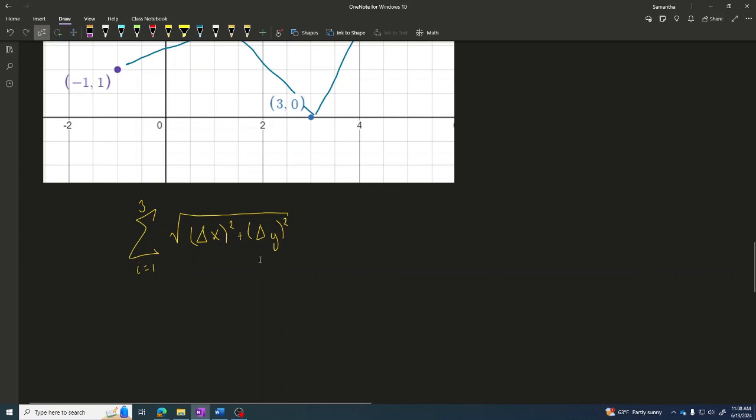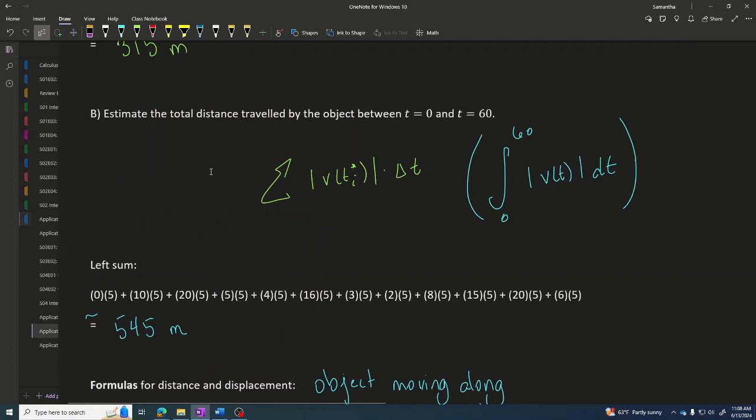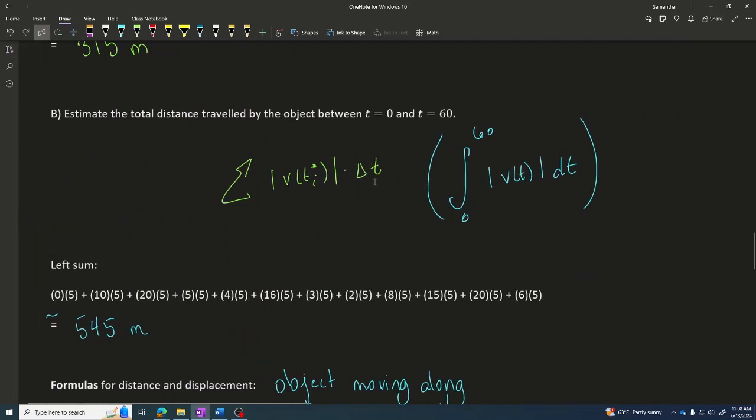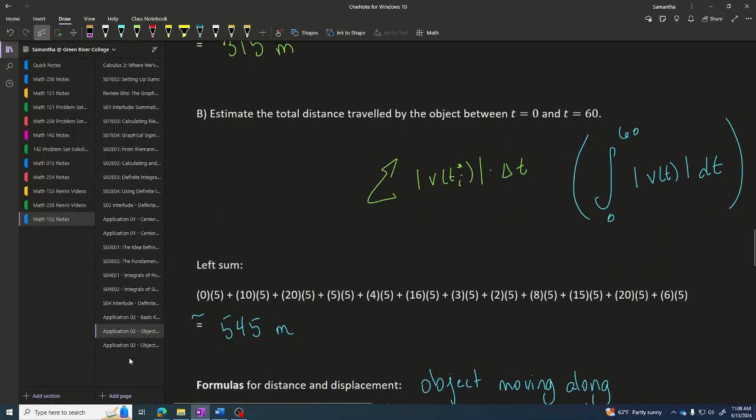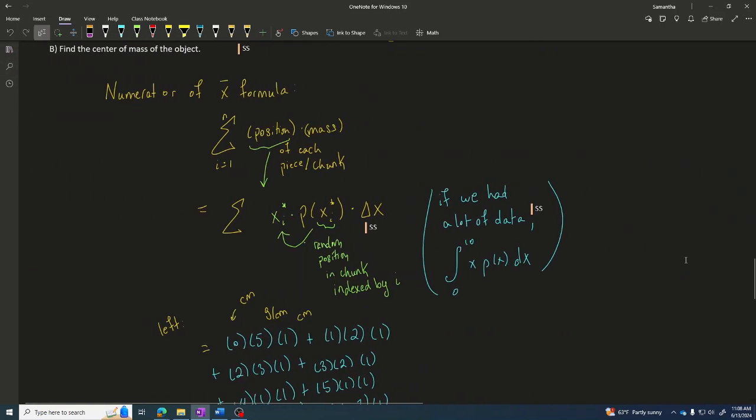The other thing about this expression, as it's currently written, that's strange, is that we have sort of two delta quantities, a delta x and a delta y. And that's different from all of these other examples, where we had just delta t, just that one delta quantity, and this example with center of mass, where we had just delta x.